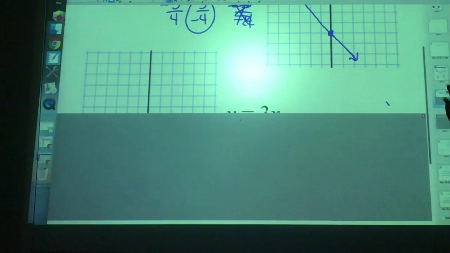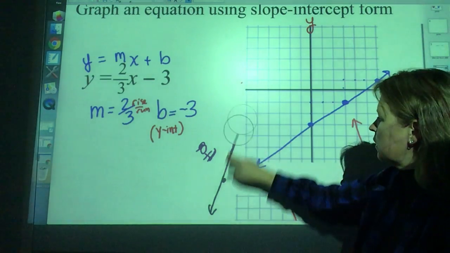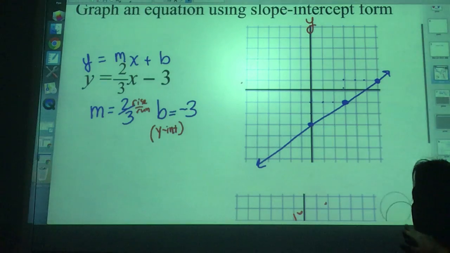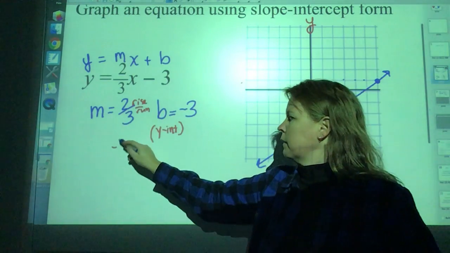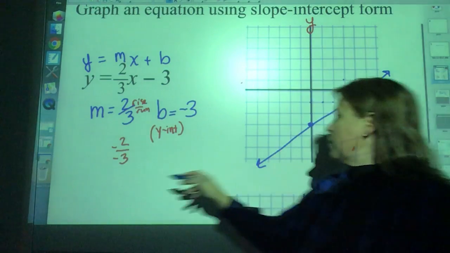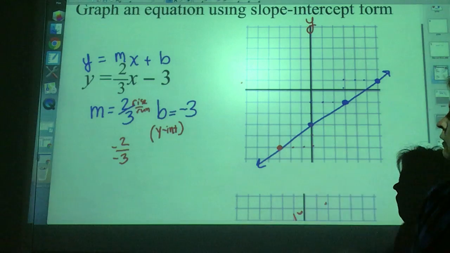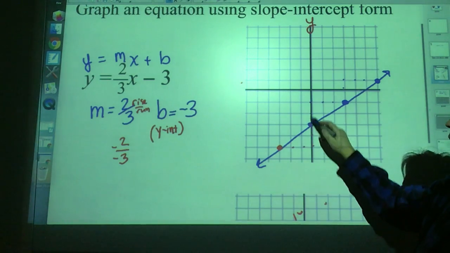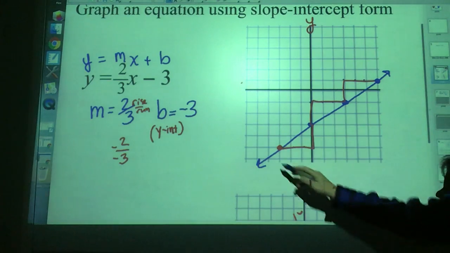And basically, you know what, before I go on, you could have done that on any of these graphs. Let me clean this one up a little bit. Okay, this graph, if we wanted to, instead of going up 2 and over 3, 2 negatives make a positive. We could have gone down 2 and left 3. Would have still worked. Whether you go up 2 over 3 or down 2 left 3, you get the same exact line.